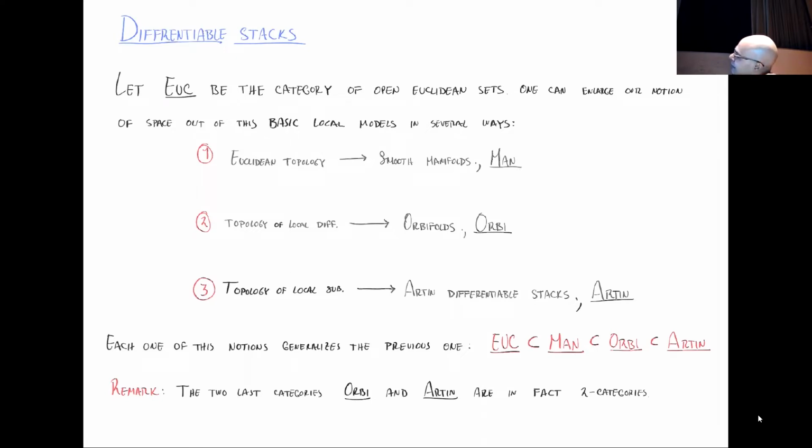So note that any one of these constructions generalizes the previous one. For instance, we have the basic local models, which are given by the Euclidean category, and the category of smooth manifolds enlarges or generalizes our notion of space, and in the same way we can also extend smooth manifolds and consider orbifolds, and all of these notions are included in the more general one of Artin stacks.